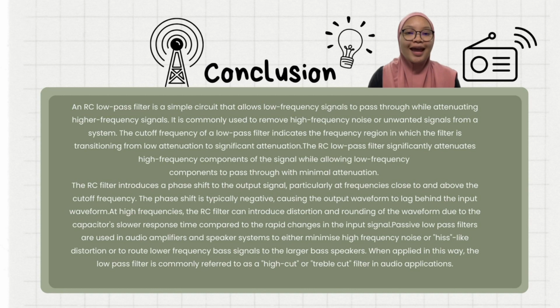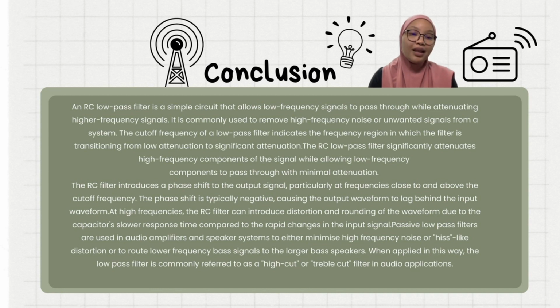In conclusion, an RC low-pass filter is a simple circuit that allows low-frequency signals to pass through while attenuating higher frequency signals. It is commonly used to remove high-frequency noise or unwanted signals from a system. The cutoff frequency of a low-pass filter indicates the frequency region in which the filter is transitioning from low attenuation to significant attenuation. The RC low-pass filter significantly attenuates high-frequency components of the signal while allowing low-frequency components to pass through with minimal attenuation.